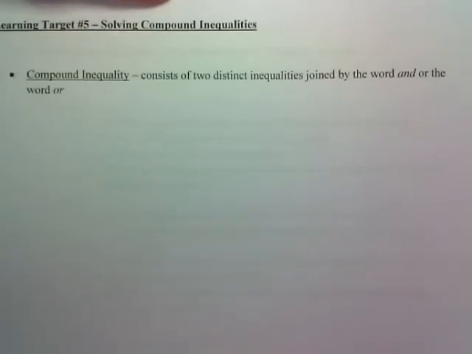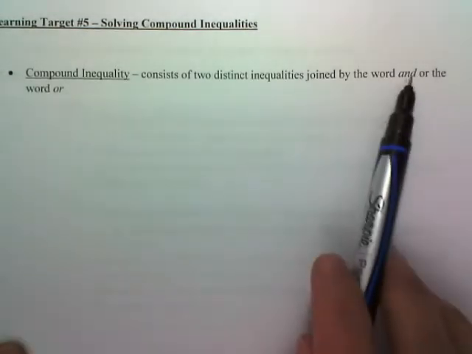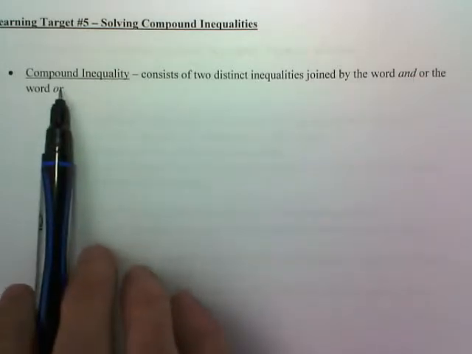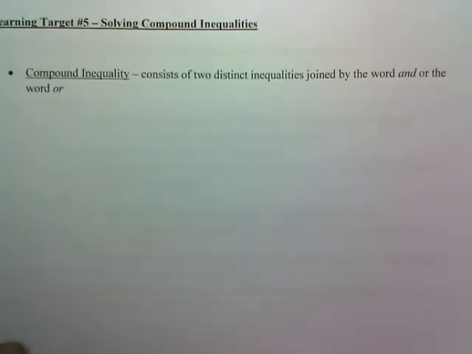First thing we're going to start with is we're going to talk about what is a compound inequality. A compound inequality consists of two distinct inequalities, and they are joined by the word and or the word or. So this is where we get our two different types. One will be an and compound inequality. The other one will be an or compound inequality.